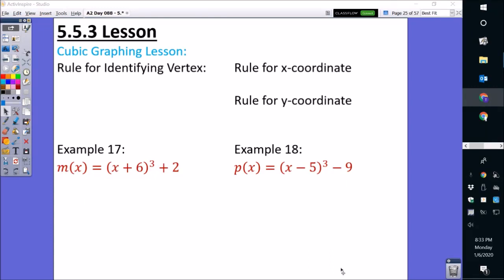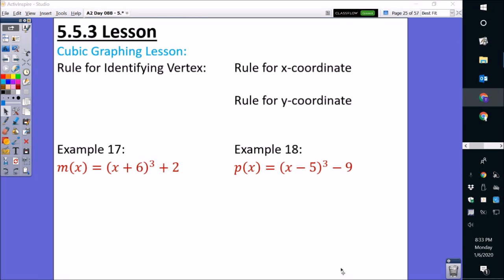So in this section, we're going to go over graphing a cubic function. Now, the best thing when it comes to graphing is to identify the vertex. Graphing a cubic function is going to be very similar to absolute value, so the rules will be the same as what we did for absolute value and quadratic.